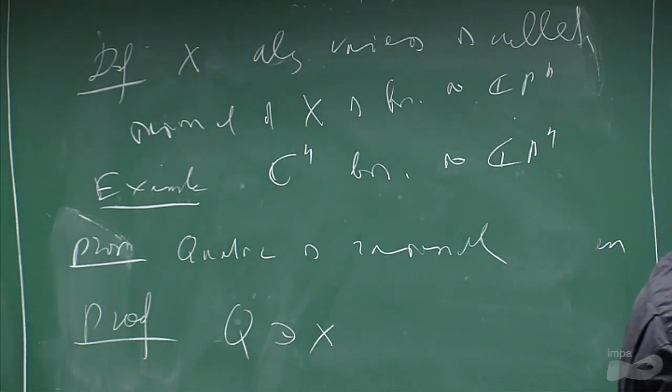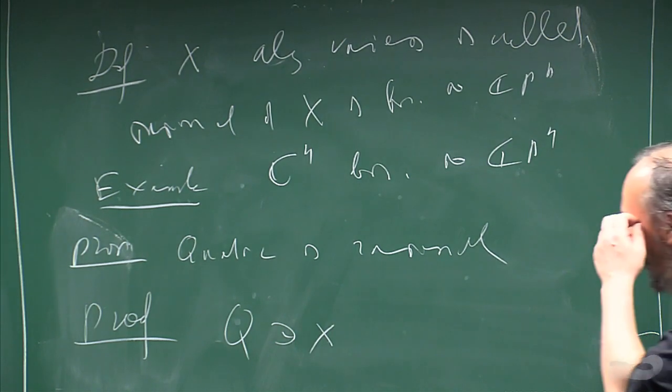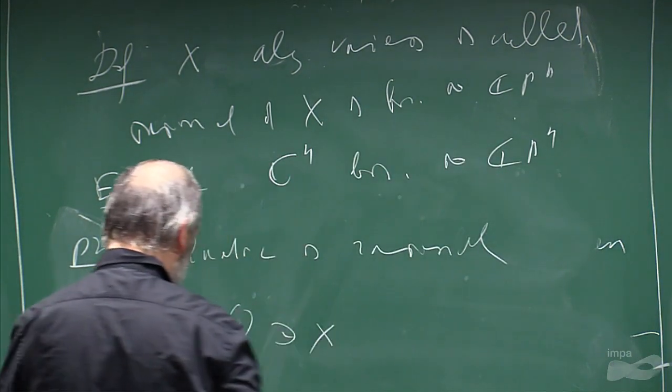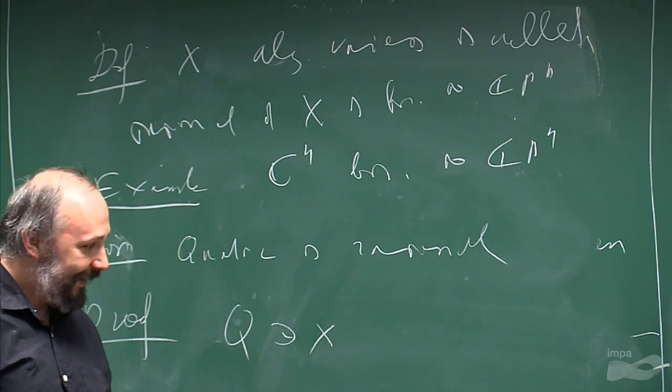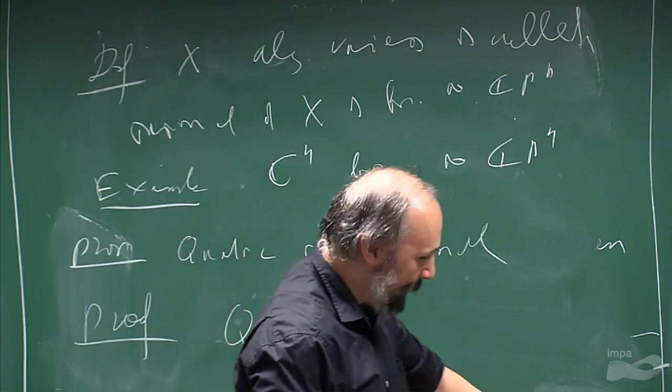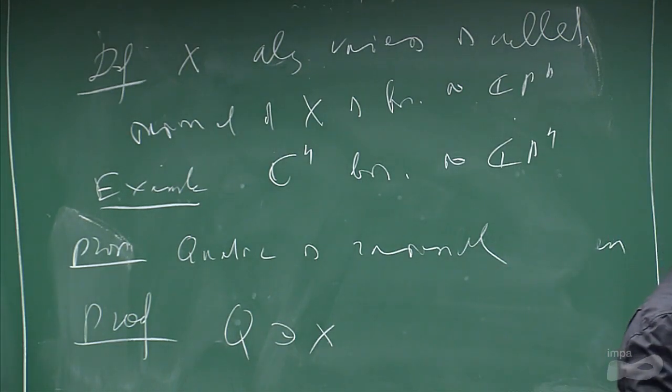For characteristic 2, it's not clear what a quadric is, because quadratic forms are not the same as bilinear symmetric forms. So you have to redefine quadric for characteristic 2. Because we implicitly assume that everybody knows that bilinear symmetric forms are the same as quadratic forms. It's false for characteristic 2.